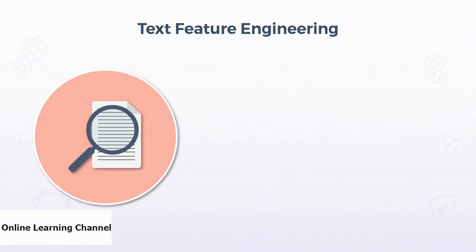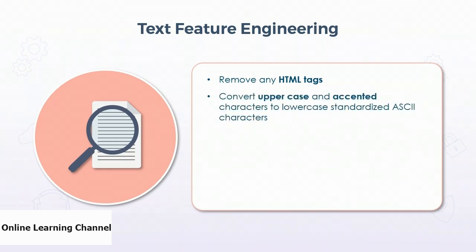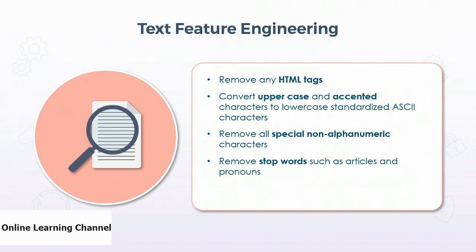The first stage of dealing with text data involves pre-processing and normalizing the text, which is done by removing all HTML tags in the data that typically don't add any value in analysis of text. All uppercase and accented characters are also converted to lowercase and standardized ASCII characters. In a subsequent stage, all special characters that are usually non-alphanumeric are also removed as they do not add much value in analyzing the text data.